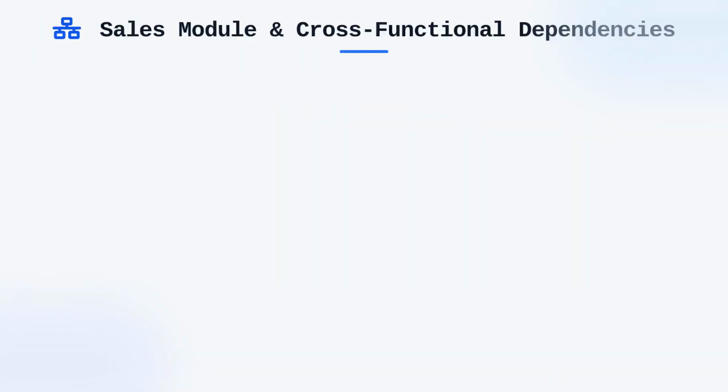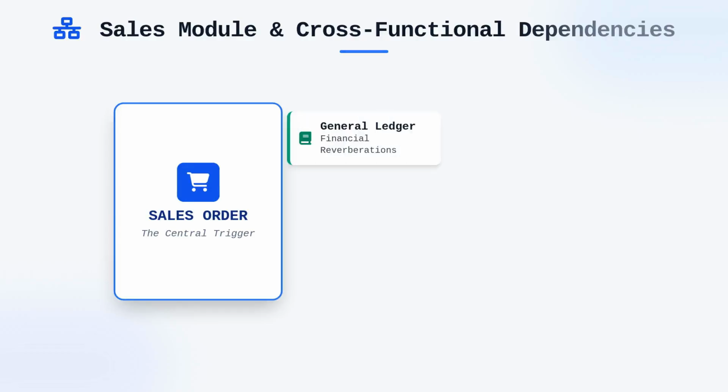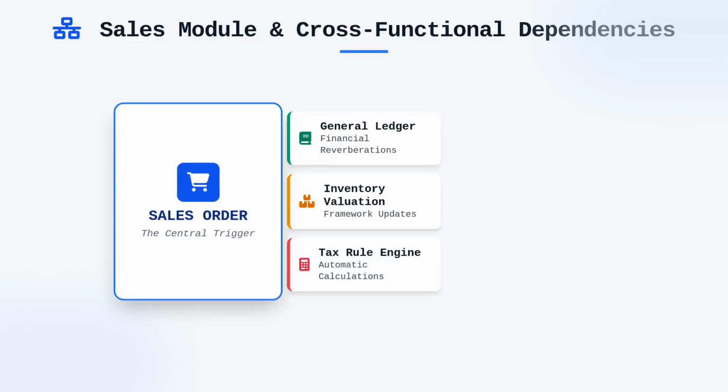Finally, we must acknowledge the deep cross-functional dependencies that exist between the sales module and the rest of the application. The creation of a sales order reverberates through the general ledger, affecting inventory valuation frameworks and triggering tax rule calculations. Additionally, if the transaction involves intercompany trade, the configuration requirements multiply, necessitating precise mapping of trading entities.